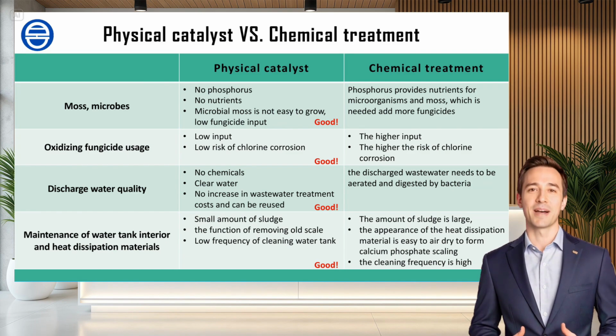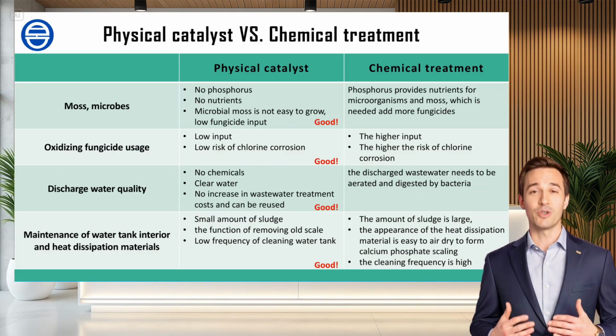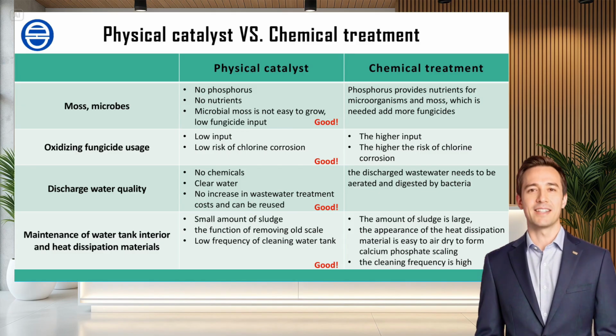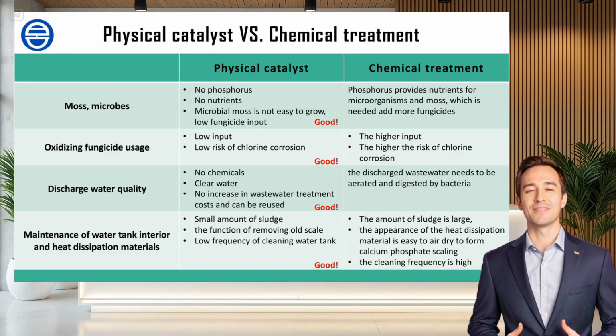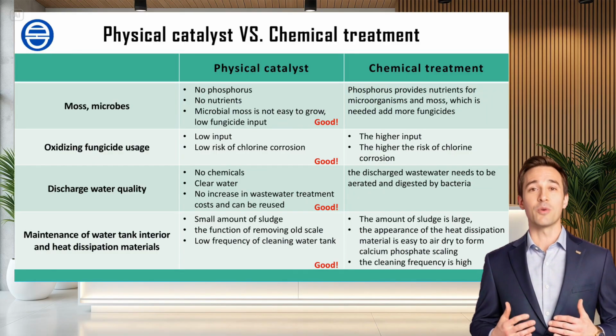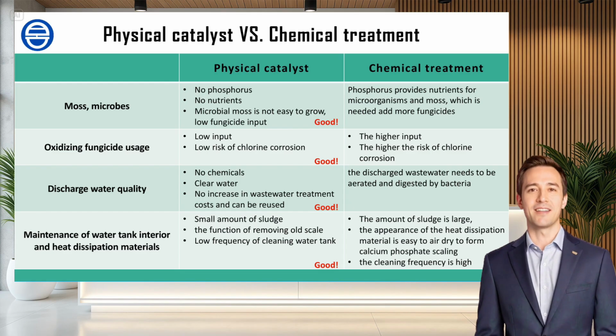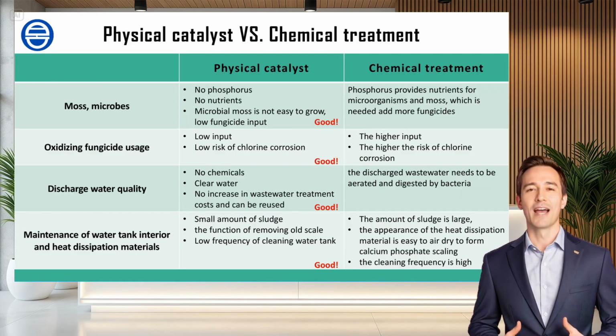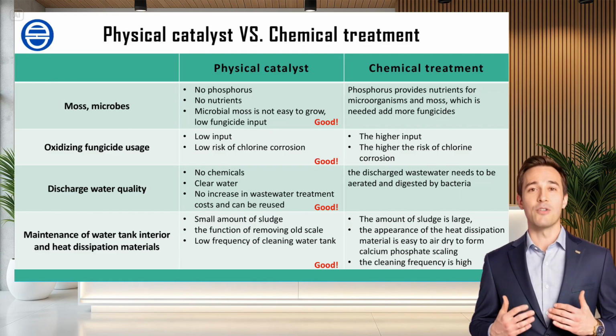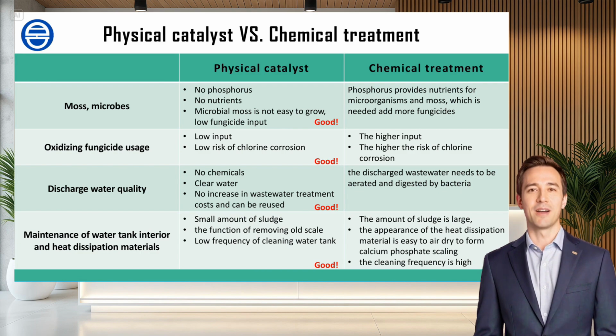If you're using chlorine-based biocides, that introduces another problem. Too much chlorine can corrode metal parts in your system, leading to long-term damage. Now let's talk about the wastewater. Chemical-treated systems discharge water that contains phosphates, and that can't be dumped casually because once it enters a pond or the environment, it may cause eutrophication, which leads to algae blooms and environmental harm.